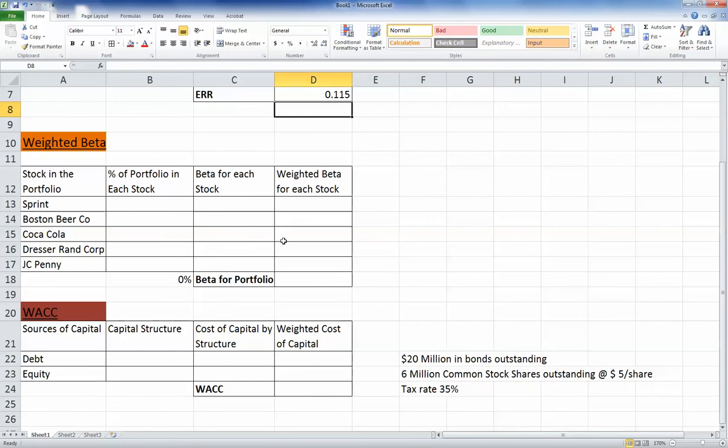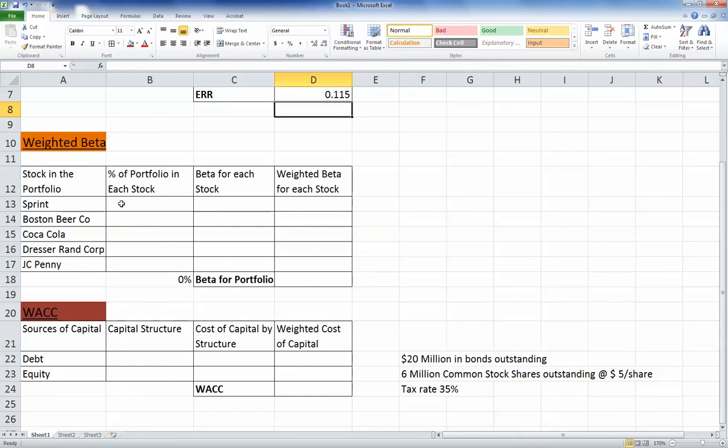The next one we're going to go through is weighted beta. Now with weighted beta, you have your stocks in the portfolio, and these are some of the stocks I picked out. I picked out Sprint, Boston Beer Company. They make Sam Adams. Coca-Cola, Dresser and J.C. Penney. Okay.